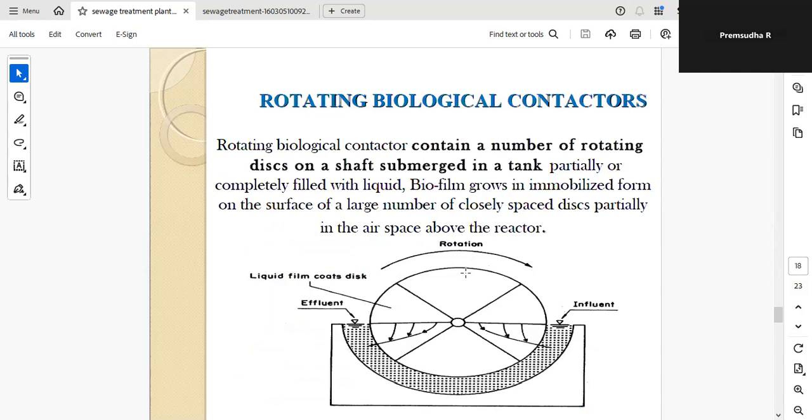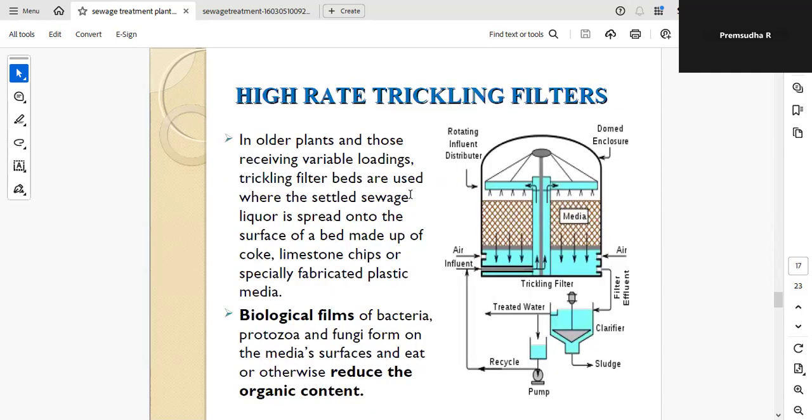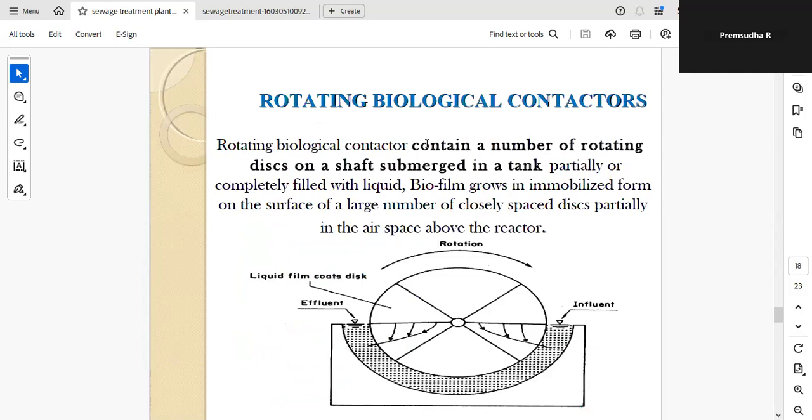Then this is the rotating biological contactor. It contains a number of rotating arms. It has discs, partially or completely filled with liquid, and the biofilm grows in immobilized form on the surface of a large number of discs. Partially in the air space, it will act as the reactor. Here the effluent is entering, the discs rotate, and the liquid flows on the top, then with the rotation the effluent comes out.